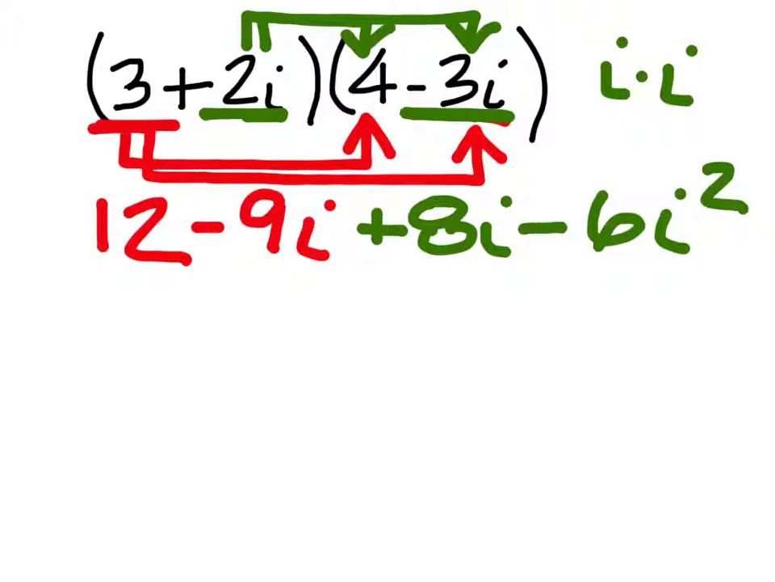Alright. Now you have to simplify this. And you look over here to this 12, and there's not much you can do with it right now because there are no other constants in your expression. But you do have minus 9i plus 8i. What's a negative 9 plus 8?